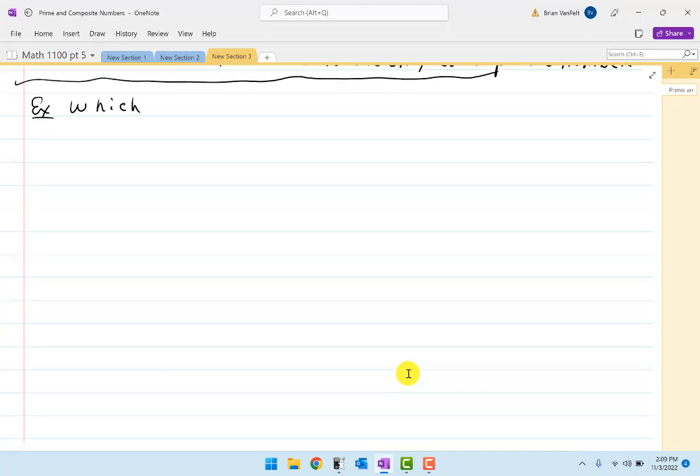Which numbers are prime? We have A, 89, B, 83,572, or C, 629.